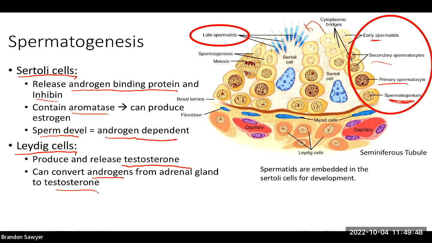And we can see the Leydig cells down here, and we can see the Sertoli cells kind of embedded in between those. Sorry, this is not the cell itself. This whole thing is the cell. So this whole thing is the Sertoli cell. The early sperm, their heads are embedded in the walls of those Sertoli cells.